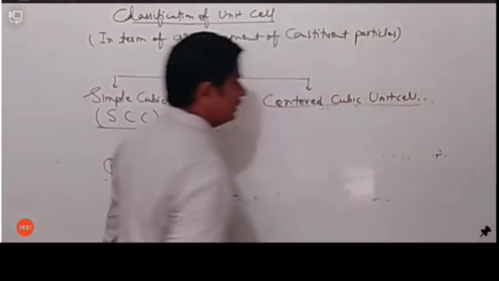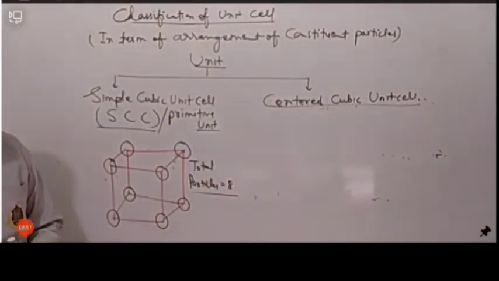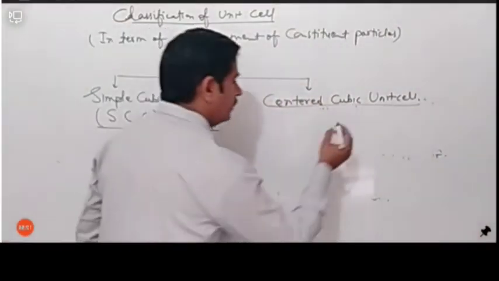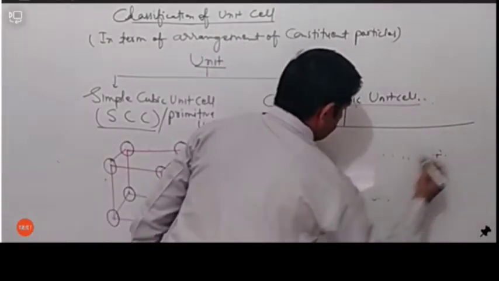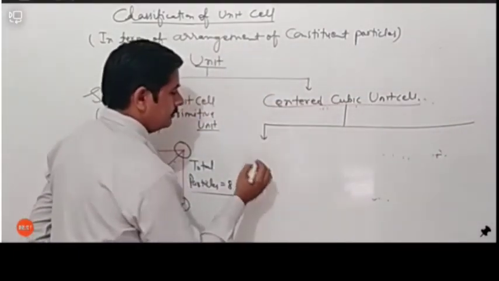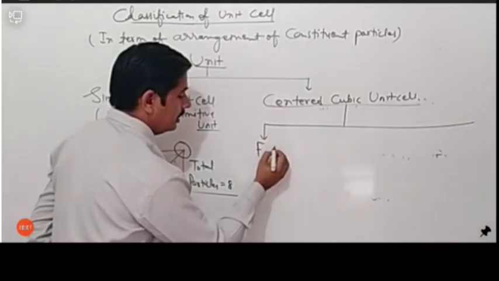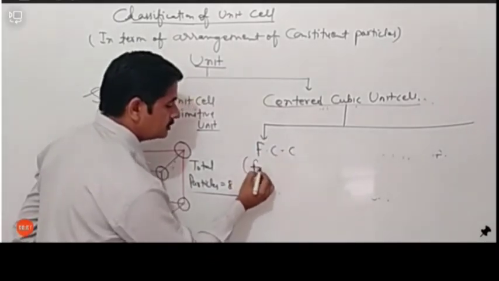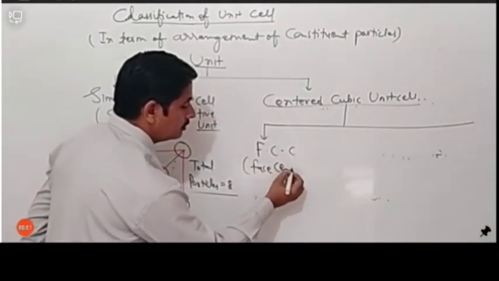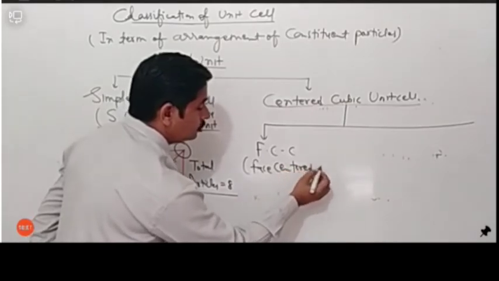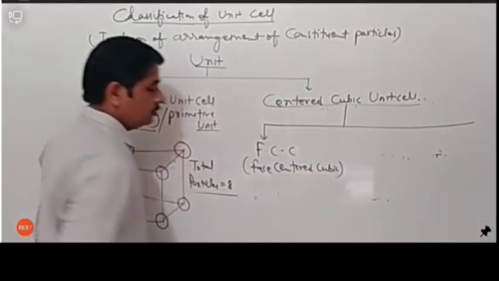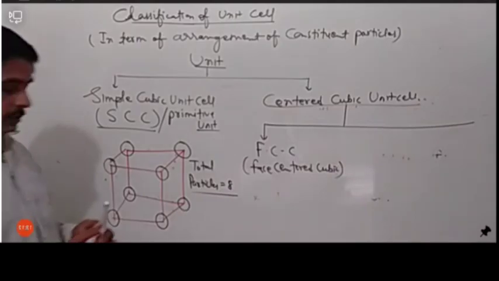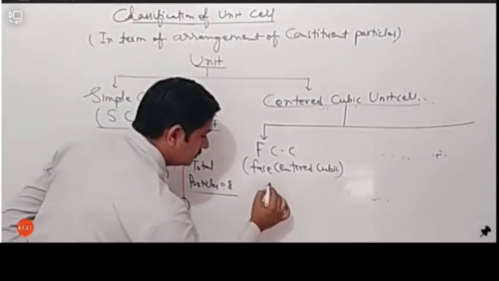Next is the centered cubic unit cell. The centered cubic unit cell can be divided into 3 types. First is FCC. FCC is face centered cubic. So in case of face centered cubic, we have the diagram like this.